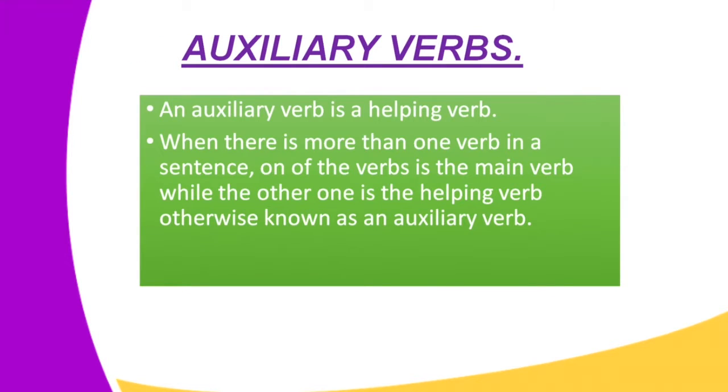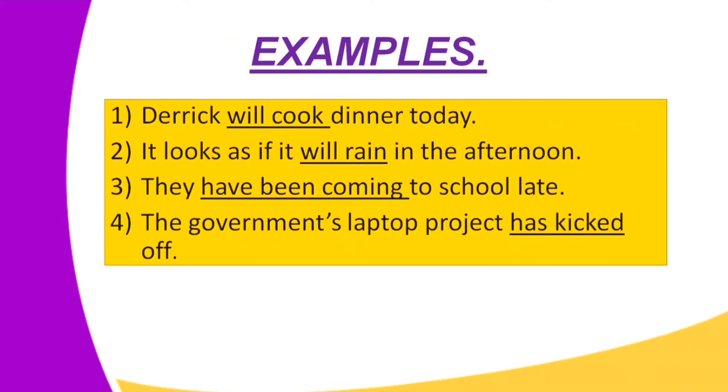What about auxiliary verbs? An auxiliary verb is a helping verb. When there is more than one verb in a sentence, one of the verbs is the main verb, while the other one is a helping verb, otherwise known as an auxiliary verb. Let's look at examples of auxiliary verbs.